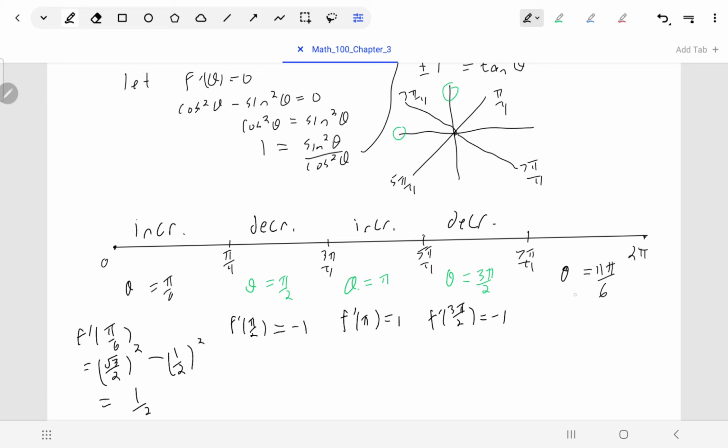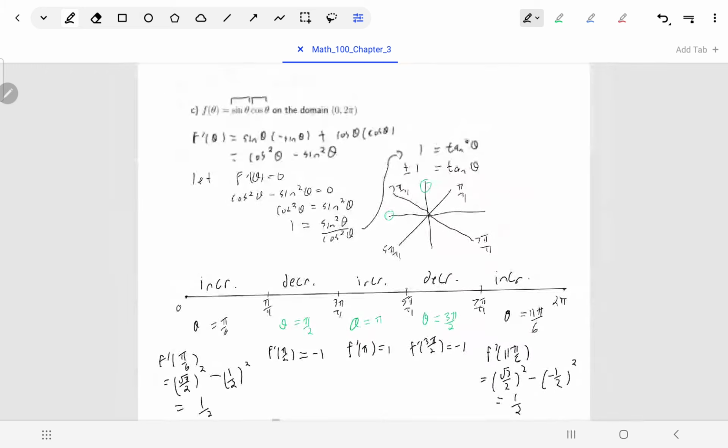And then I'll do the same thing for 11 pi over 6. F prime of 11 pi over 6. At 330 degrees, cosine is positive root 3 over 2, and sine is negative 1/2. But that still gives us the same 3/4 minus 1/4, which is a half. So our derivative is positive. We are increasing. And now I can make my little note to myself.